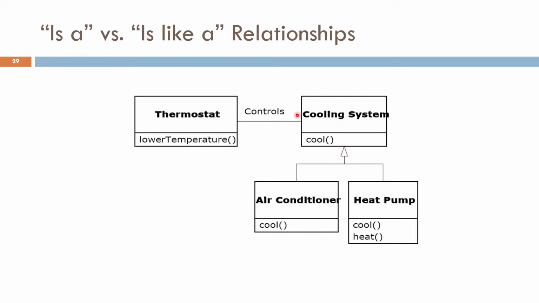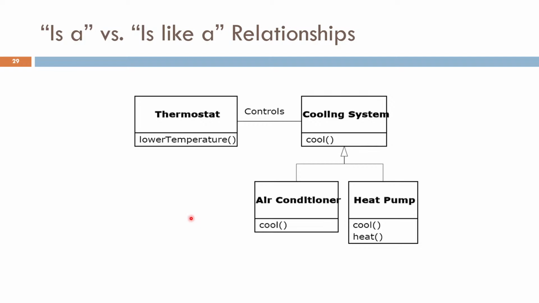Now, if we watch our cooling system here, and we see our air conditioner, which has cool, the cooling system has an is-a relationship with our air conditioner, because it's basically the same functionality throughout the entire thing. However, when we observe our heat pump here, our heat pump also has cool and heat. Because of this difference, our heat pump is going to have an is-like-a relationship to our cooling system.